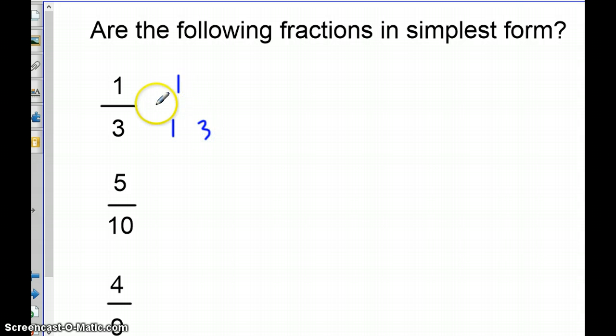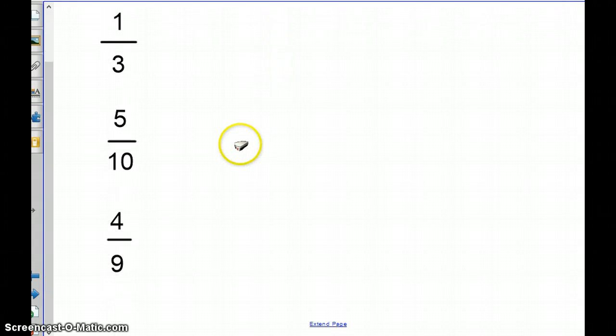So now that we've listed the factors of our numerator and listed the factors of our denominator, we need to look at what factors they have in common. Well, in this case, the only common factor is 1. So 1/3 is in its simplest form. You cannot make it any smaller. You cannot break this number down. Okay, great. Let's go ahead and look at 5/10.